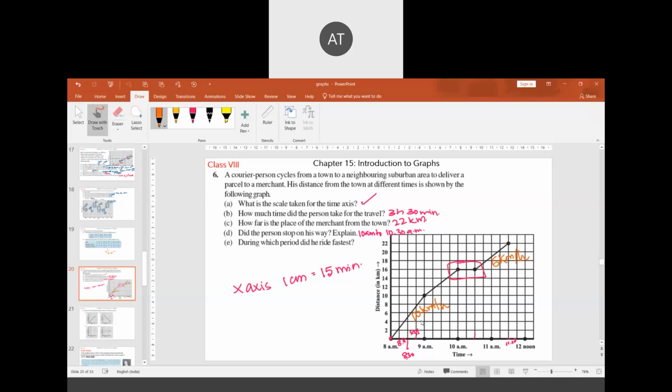So the speed is maximum from 8 a.m. to 9 a.m.